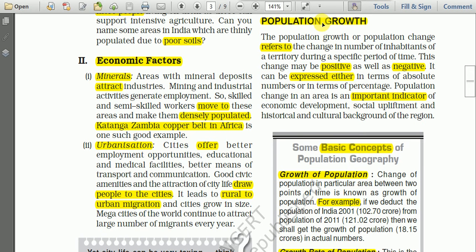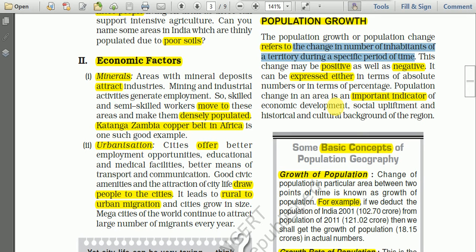So population growth, you might have already learned about the meaning of population growth. Population growth or population change refers to the change in the number of inhabitants of a territory during a specific period of time. That means of a country during a specific period of time.